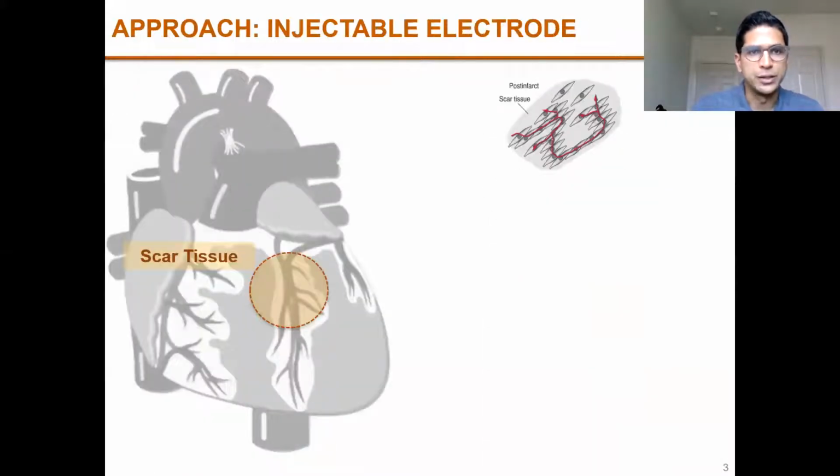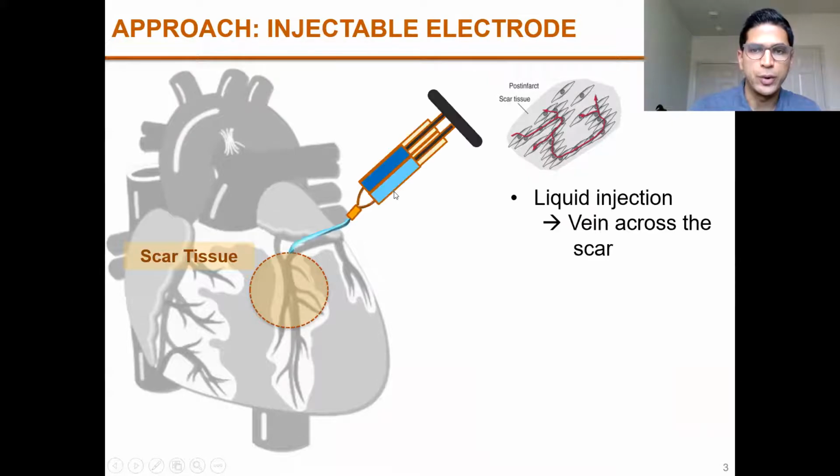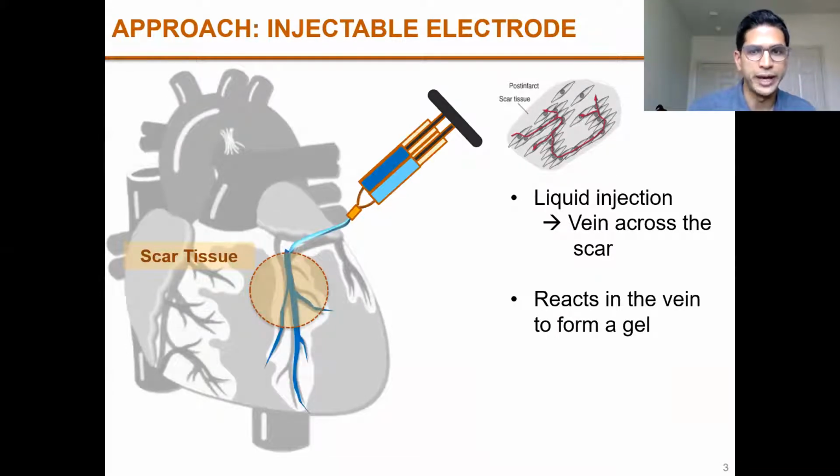So my research and our approach is we're trying to provide an injectable electrode. So that will mean a material that will provide communication of the electrical signal across the scar tissue. What we're proposing is having a liquid material that we inject in a vein across the scar, and that material would react in the vein and form a gel and convert the vein into an electrode. That means that we're going to have electrical transmission across the scar tissue.